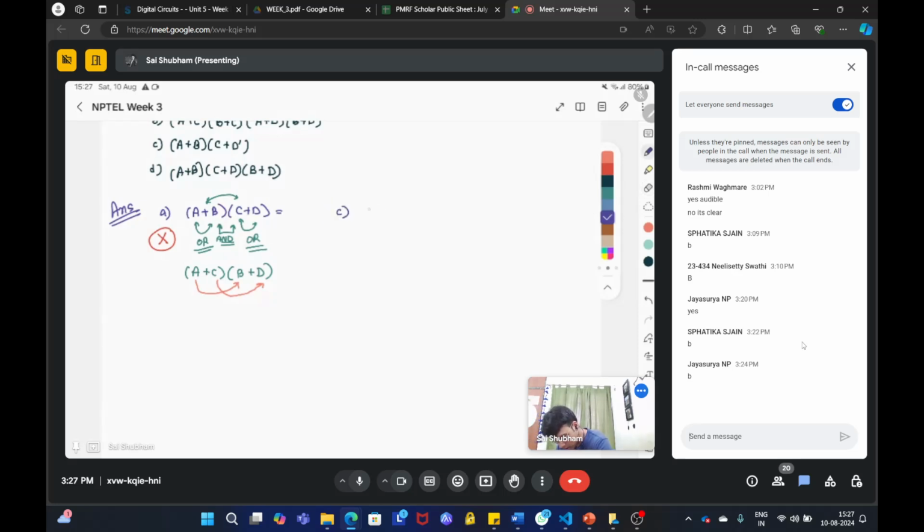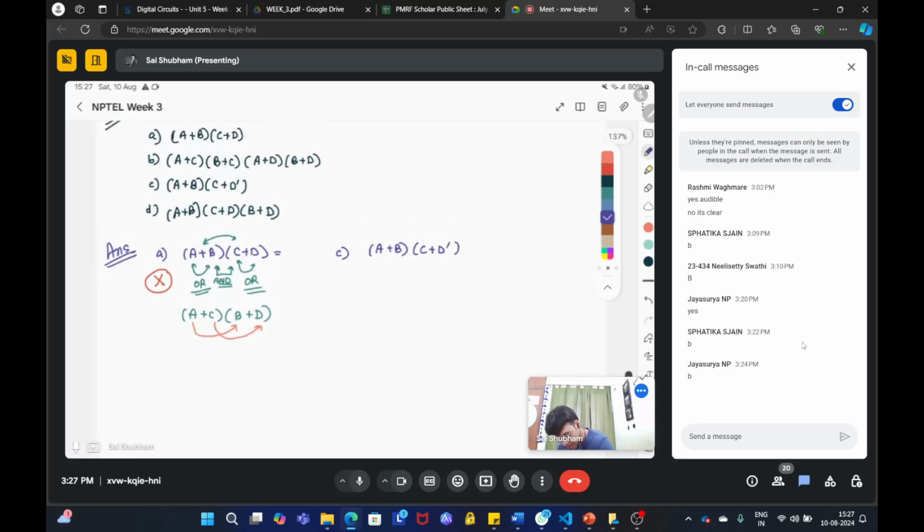Option C. Same logic. There is an OR operation between A and B, and only an AND operation exists here. So A cannot be multiplied with B, because B is absent in the other term. So AB is not possible.